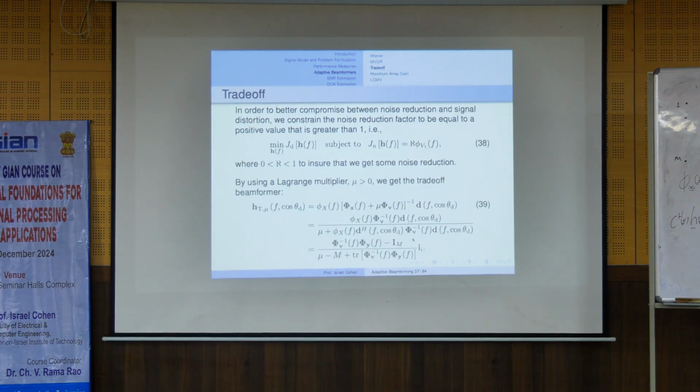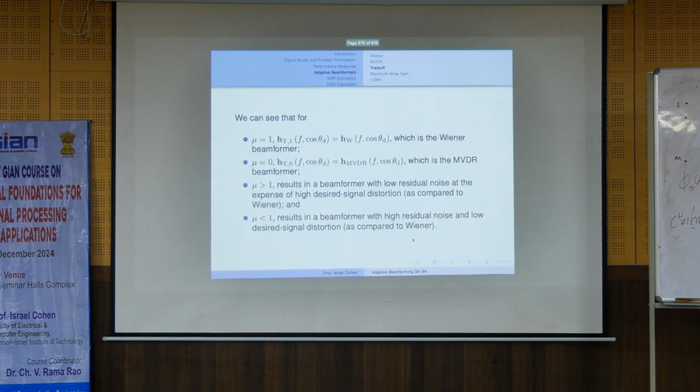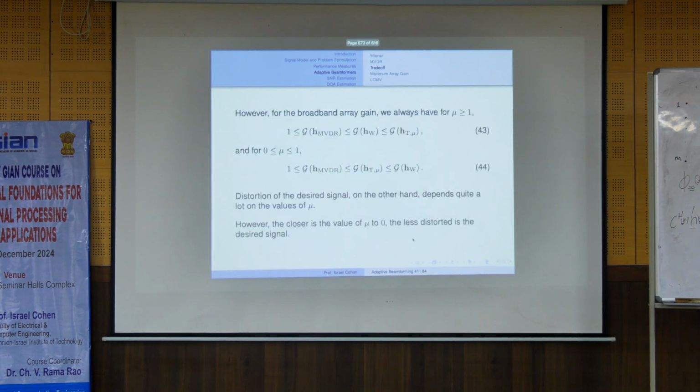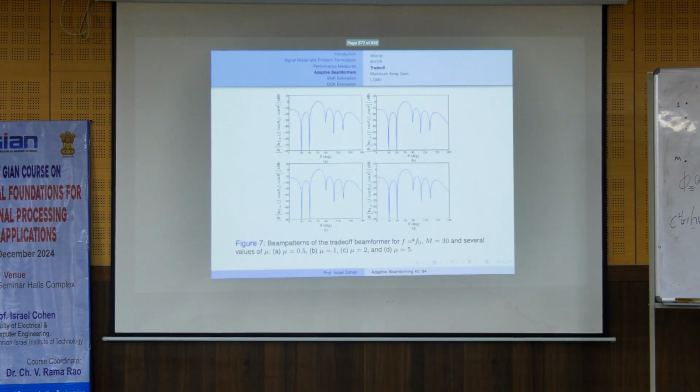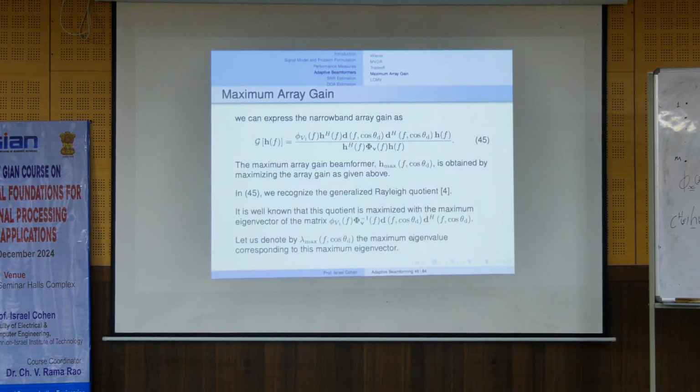Now, with the trade-off filter, we have an additional parameter, mu, that controls the amount of signal distortion and the amount of noise reduction. So we can control it through mu, and we have special cases. For mu equals 1, we get the Wiener. Mu equals 0, we get the MVDR. Mu larger than 1, we have more noise reduction at the expense of distortion. And for mu smaller than 1, we have less noise reduction and less distortion. Okay, and then we have an example. I'll skip that. And we have maximum array gain.